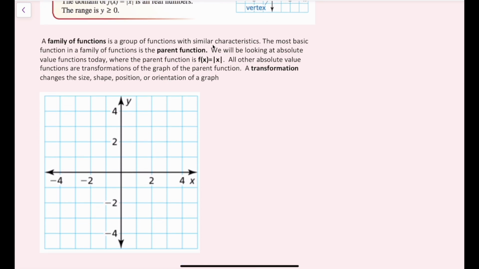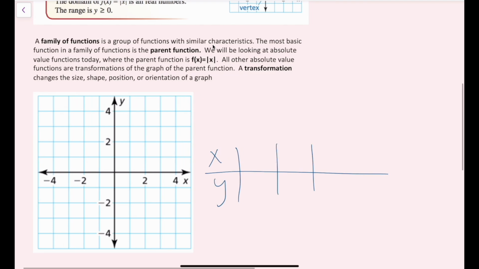So if I make a table, I have 0 in the middle. The absolute value of 0 is 0. If I take the absolute value of 1, that's 1. The absolute value of 2, that's 2. If I take the absolute value of negative 1, that is 1. The absolute value of negative 2, that's 2.